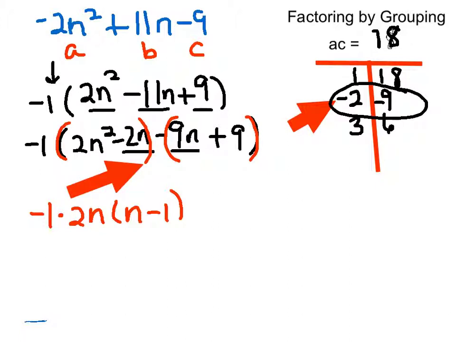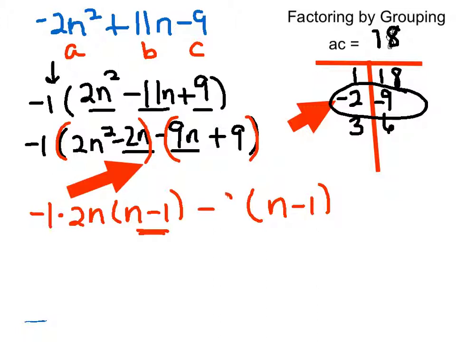Now that n minus 1 is the trick here. Once you get this, you're in the home stretch. I'm going to duplicate n minus 1 over here. Then I'm going to look over here and think, what can come out of here? What does this n have to multiply by to get a 9n? Hopefully you're seeing a minus 9.